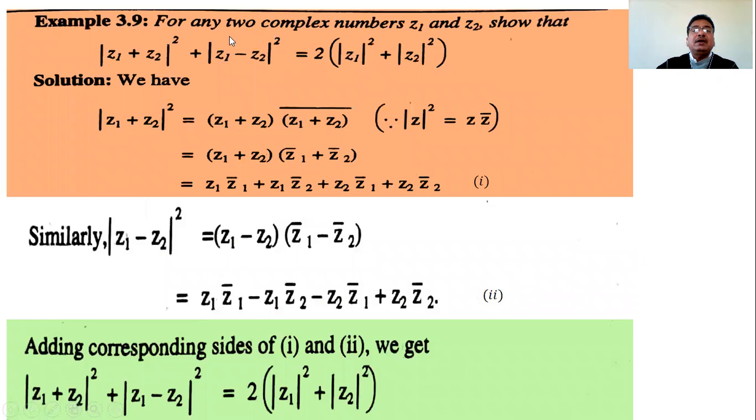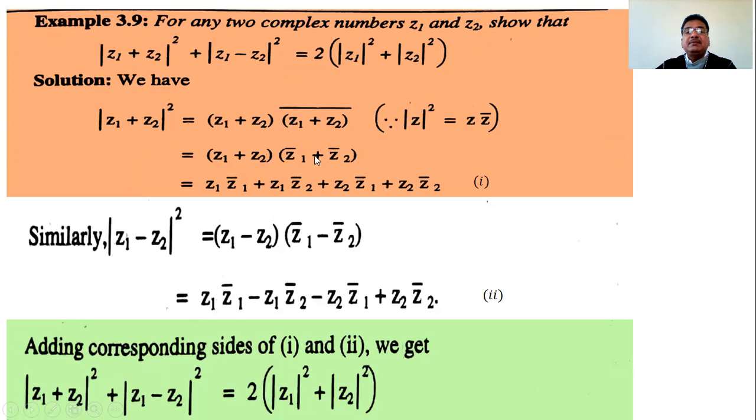Next example: for any two complex numbers Z1 and Z2, show that mod Z1 plus Z2 square plus mod Z1 minus Z2 square is 2 times in bracket mod Z1 square plus mod Z2 square. It is also called the law of parallelogram. So simplify this mod Z1 plus Z2 square. By using this identity that mod Z square is Z into Z bar, it is Z1 plus Z2 into Z1 plus Z2 bar.